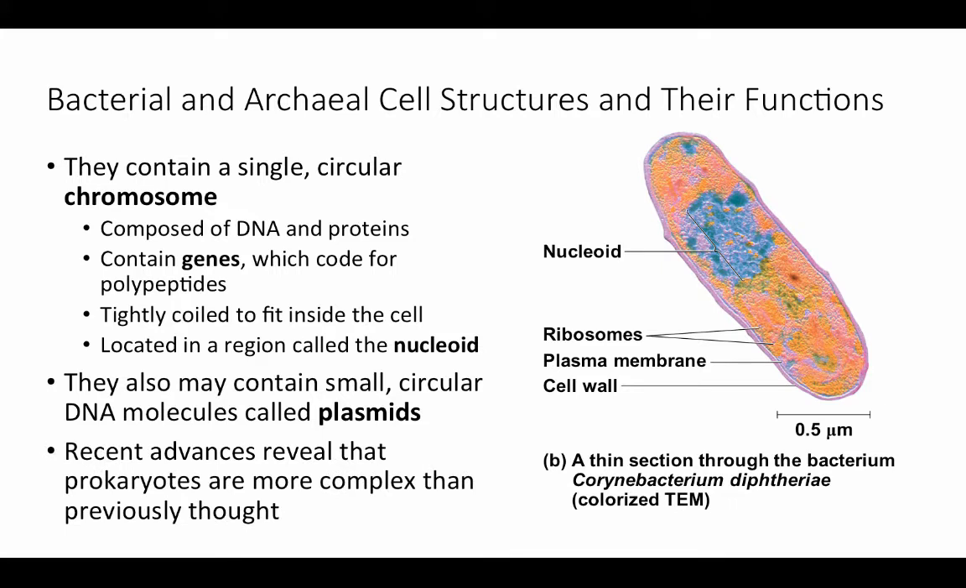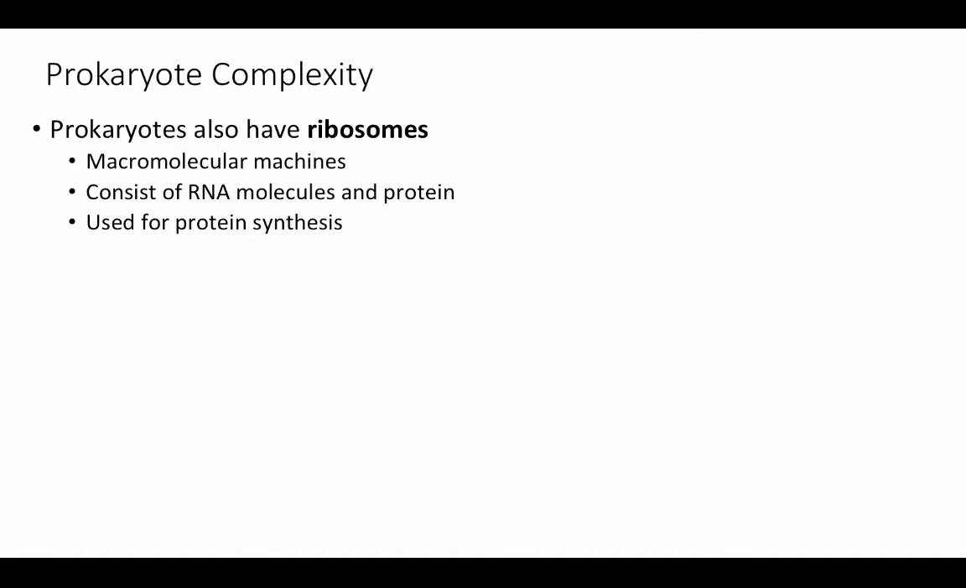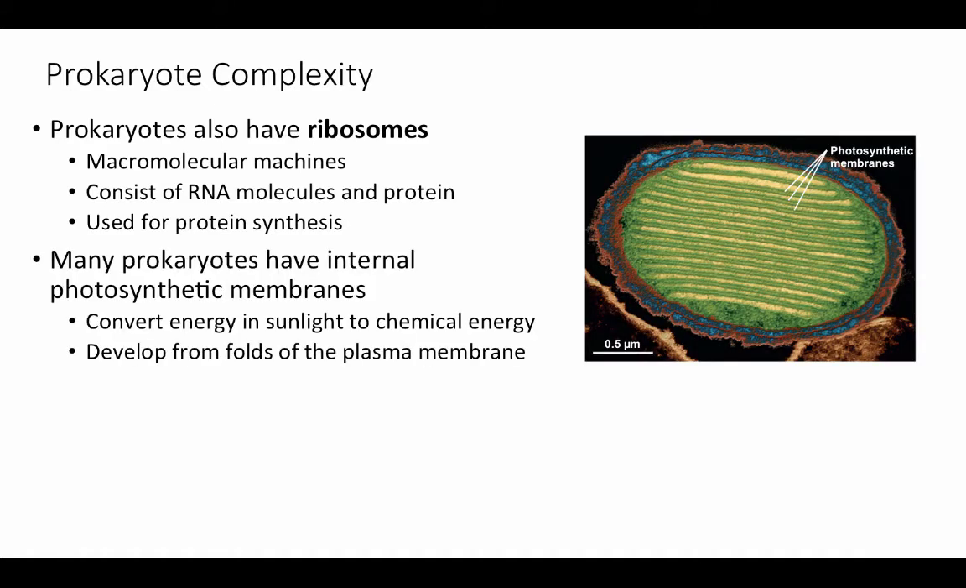And we usually think of these prokaryotic cells as being very, very simple, much less advanced than eukaryotic cells. But recent discoveries have shown that prokaryotes are actually more complex than we thought. So let's see some examples of prokaryote complexity. So prokaryotes also have ribosomes. These are sophisticated macromolecular machines that consist of RNA molecules and protein and are used for protein synthesis. They contain these structures shared by all cells, but some of them also have internal photosynthetic membranes.